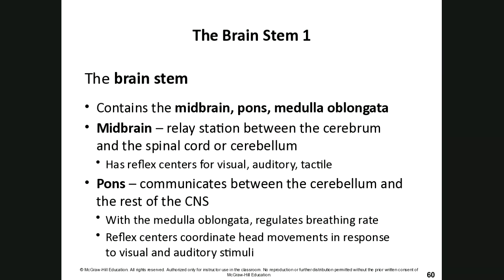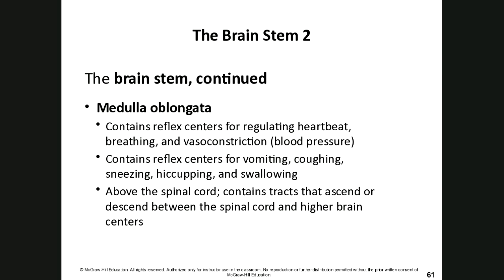Going down to the brain stem, the lesser evolved portions of the brain consist of the brainstem: the midbrain, pons, and medulla oblongata. Midbrain is a relay station between the cerebrum and the cerebellum. So there are reflex centers here for visual, auditory, and touch or tactile. Pons communicates between the cerebellum and the rest of the central nervous system. The medulla oblongata regulates heart rate and breathing. And there are reflex centers that coordinate head movements in response to visual and auditory stimuli. You can do these things without actually thinking about them. These are reflexes you don't have to think about.